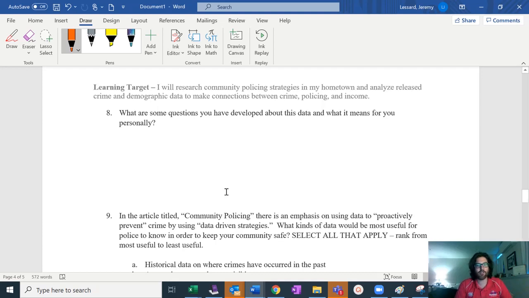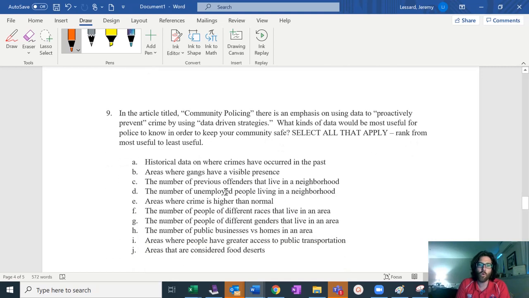Then we're going to shift gears to how community policing works. And I want you to think about what types of evidence, what types of data would be really good for police to know, and what other pieces of data wouldn't really help them at all. And so I want you to pick all the pieces of data that you think would be helpful in preventing crime, and then I want you to rank them on the ones that you think are the most useful and the ones that you think are the least useful. And not all of them are going to be useful.